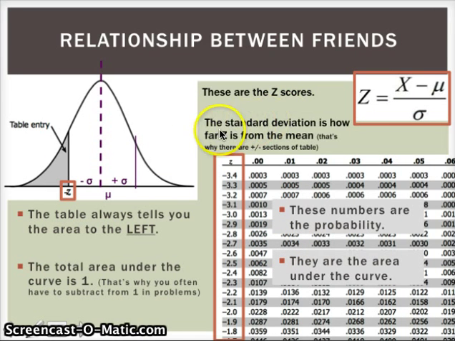The standard deviation is how far the z is from the mean. We know from the table that we have both positive and negative sections. The negative values on the table are the ones to the left of the mean, and the ones to the right of the mean are positive.